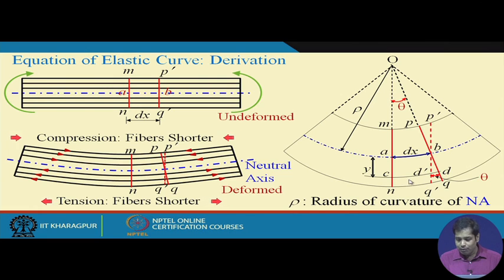Okay, now we take a fiber at a distance y from the neutral axis. Since this fiber is below the neutral axis, the initial length of the fiber was CD dash, which is delta x, which is dx. This CD dash now takes the form CD. So CD dash has elongated to CD, and the elongation is d dash. CD dash is under tension, and because of this tension the elongation that takes place is d dash.